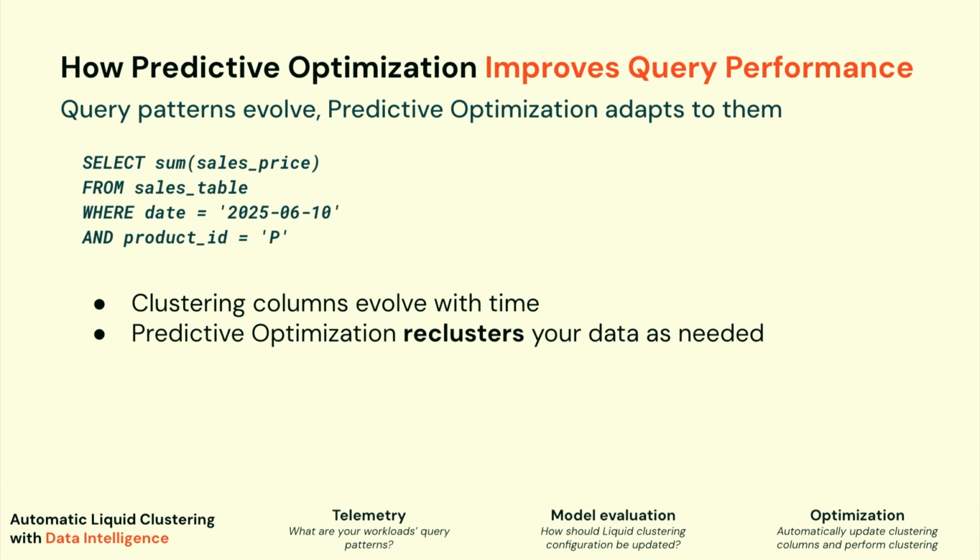But your table right now is tuned only for your current query patterns. Maybe query patterns evolve on some of your data. New columns get added, business needs change, and predictive optimization adapts to them. PO repeats this exact same process, changes clustering columns, adds new or removes old, and reclusters your data as needed. Now, imagine the manual effort you would have to put in to tune every table across your data set. That's really hard, and automatic liquid clustering can do this for you with predictive optimization.